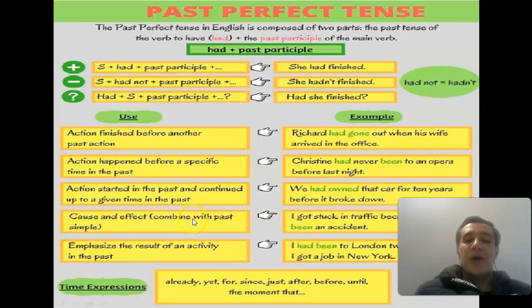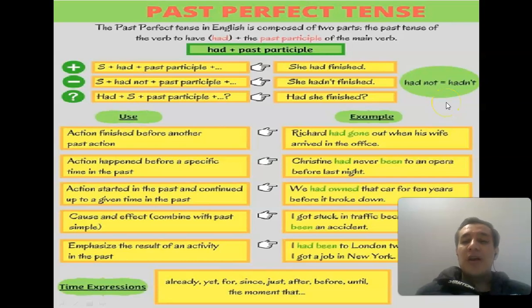Cause and effect combined with past simple. I got stuck in traffic because there had been an accident. And to finish, emphasize the result of an activity in the past. I had been to London twice by the time I got a job in New York. The time expressions, the most common expressions with the past perfect are already, yet, for, since, just, after, before, until, the moment that. Those are the most common phrases or time expressions that we can use.